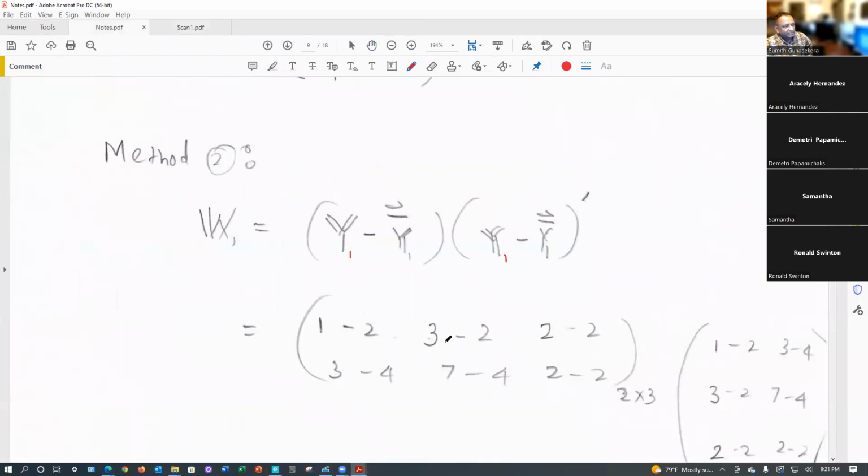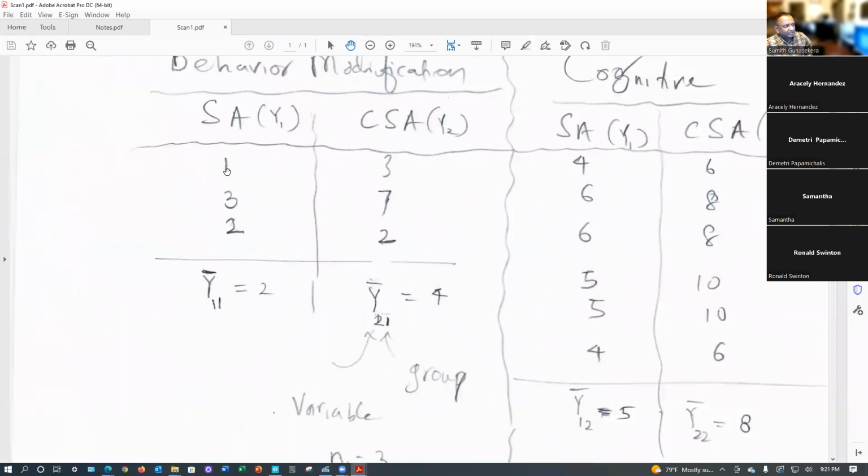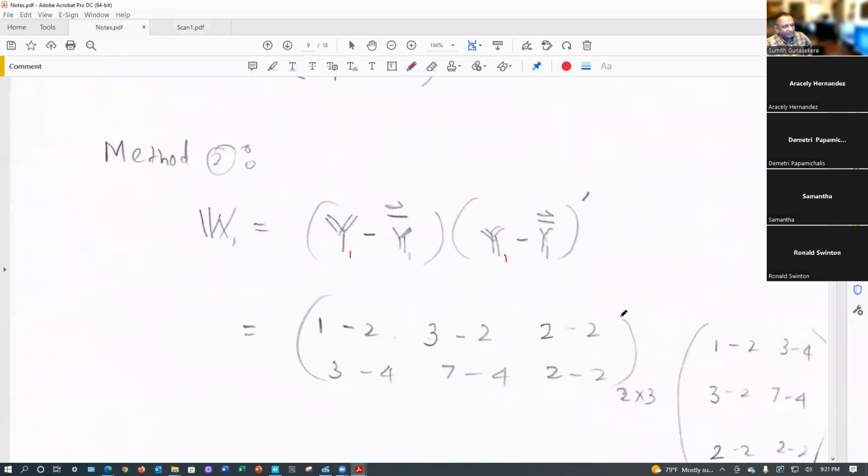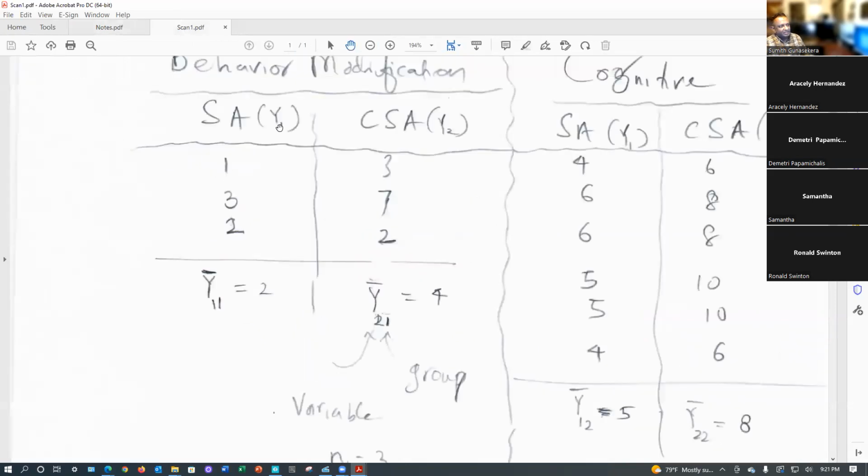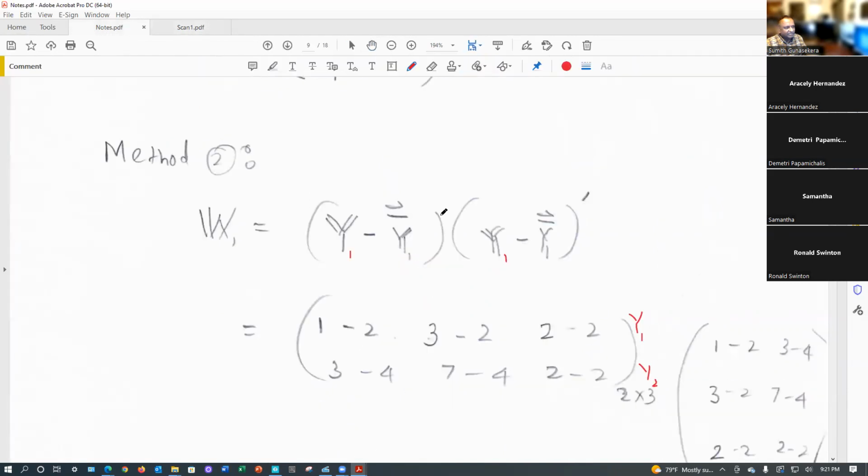1 minus 2, 3 minus 2, 2 minus 2. So from this one, this one, this one. That's for y1. This one is for y1, and this is for y2. It's 2 by 3. For y1 this way, I'm going to get this one, flip it. From this one you subtract, put it in this one, and then get the transpose.